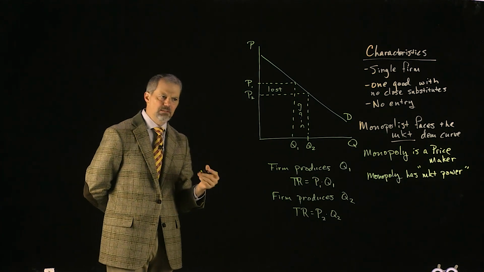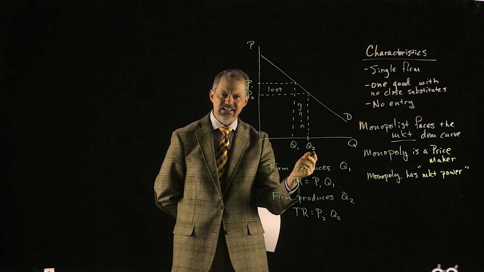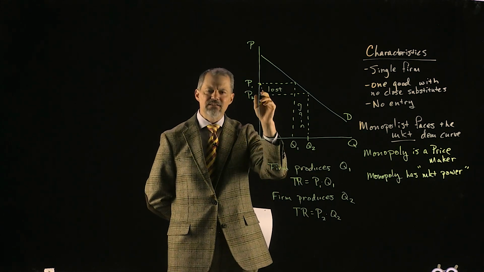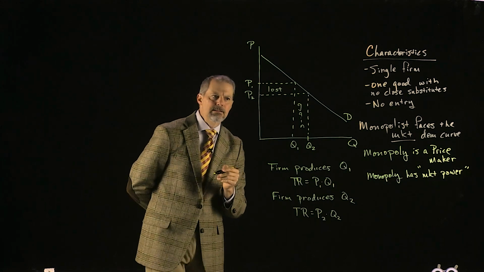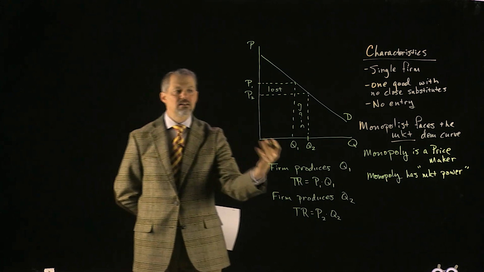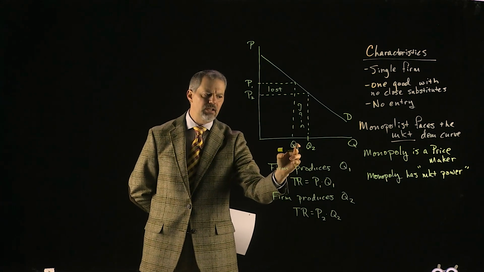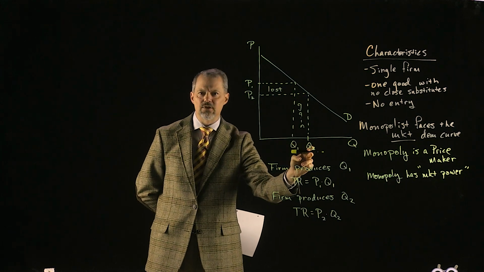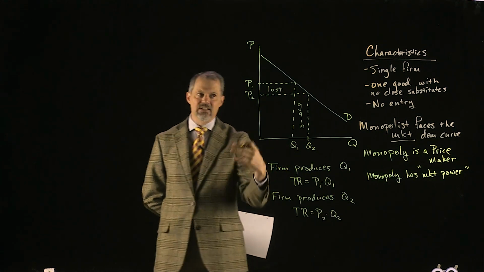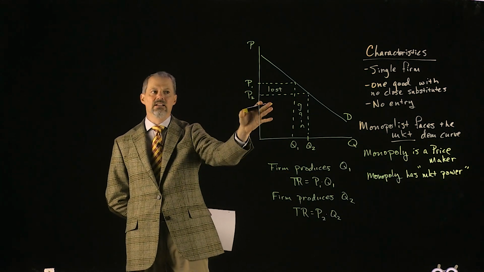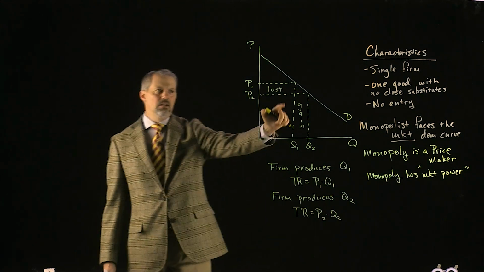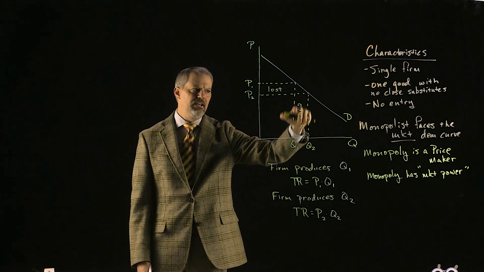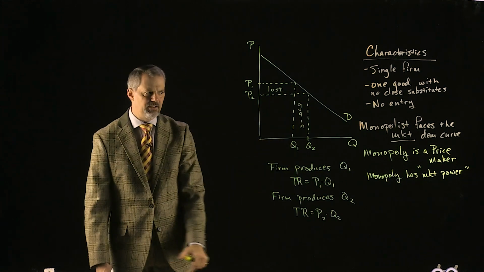The monopoly can produce more and sell more, but it's going to have to sell every unit for a lower price than it did before. Now, whether or not the firm is better off when it goes from Q1 to Q2 or worse off obviously depends on elasticity. It depends on whether this gain area is bigger than that loss area.